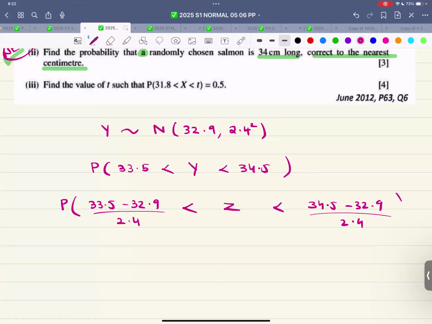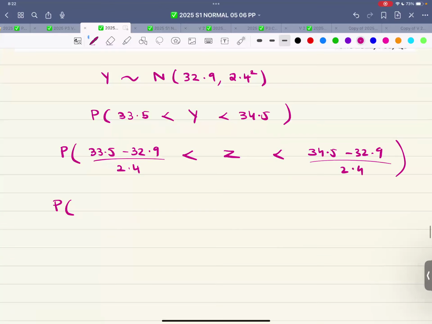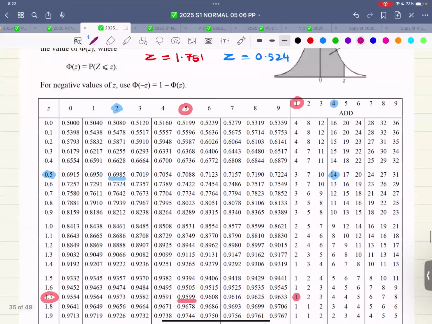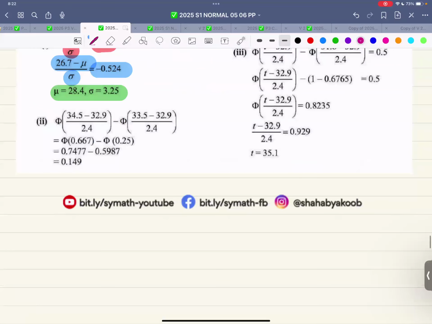It lies between two values. And then probability Z lies between, this one is a positive value, this one is also a positive value. So Z lies between two positive values. And what are those positive values? Let me write it down. One of them, the 34.5 value, that is 0.667, and 0.25.